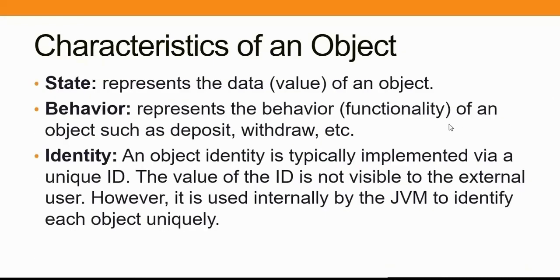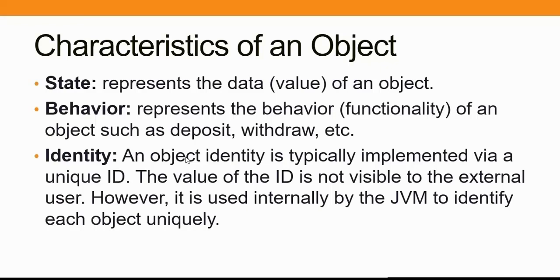As you can see here, there are three characteristics of an object. First, state. State represents the data of an object. Let's take pen as an object. The pen can have red color, blue color, black color. That is a state. Behavior. Behavior represents the functionality of an object, such as deposit, withdraw. In the same pen example, the behavior is writing. What is it used for? We use a pen for writing, right? So that is a behavior.